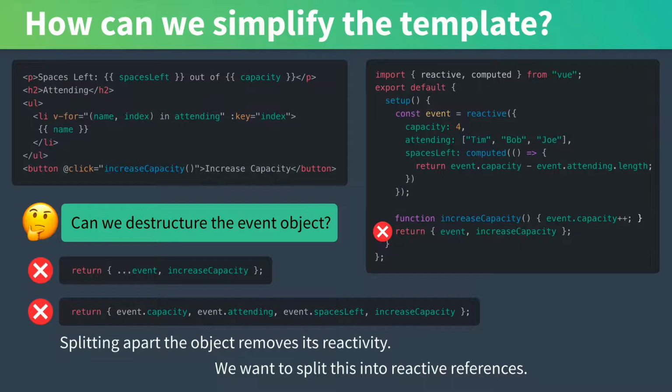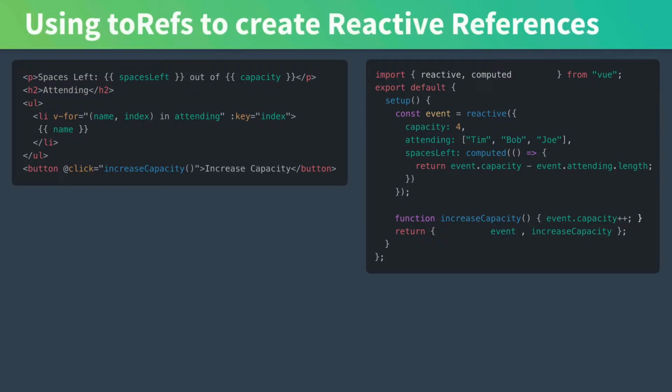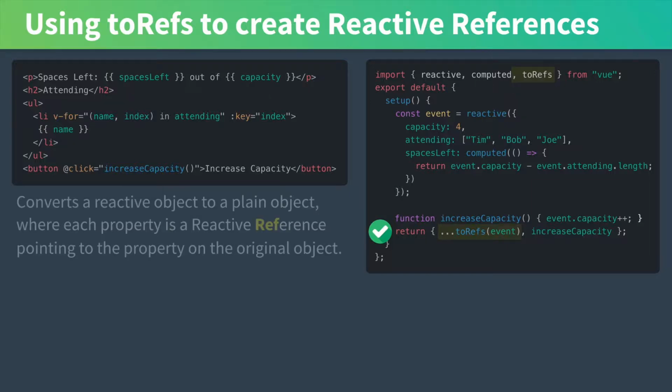The solution here is to take our reactive object and split each property up into its own reactive references. Luckily, Vue 3 comes with a function called toRefs. So I'll import it, and then if I send event into this function, it's going to convert my reactive object into a plain object, with each property being a reactive reference that points to the property on the original object.